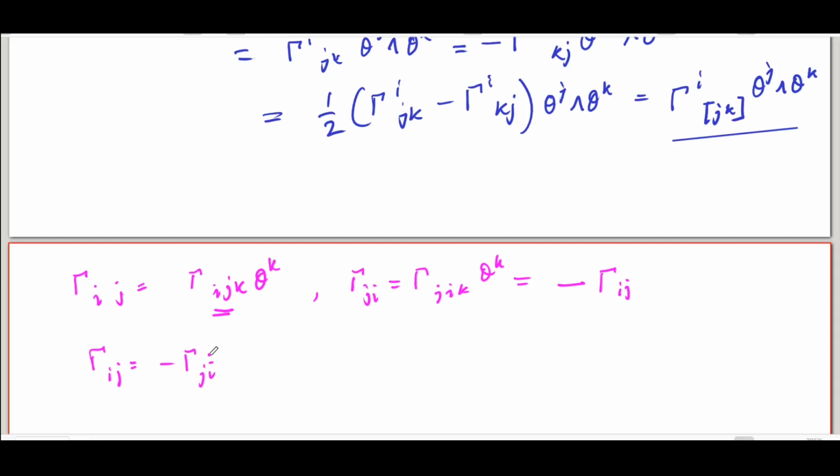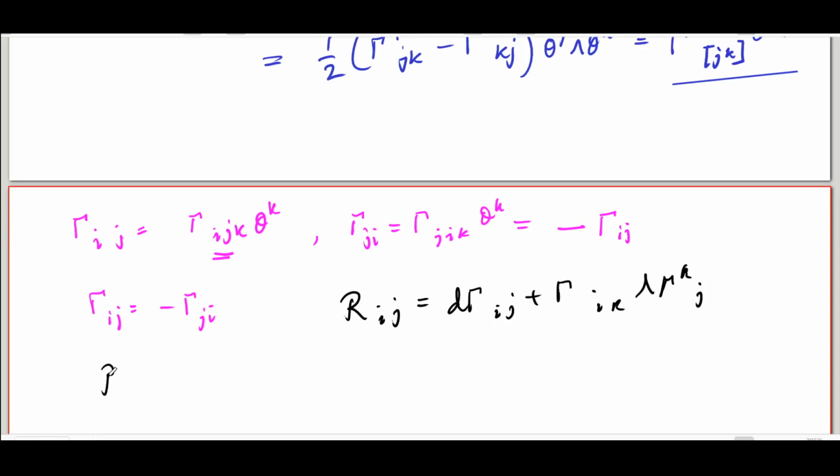Not only that, if you use the Cartan structure equation, curly R^i_j is dγ^i_j plus γ^i_k with γ^k_j, and lower the index here to rewrite this as dγ_ij plus γ_ik with γ_kj, then you can immediately show that curly R_ij also has the same antisymmetry. That's trivial to show by just interchanging i and j here.